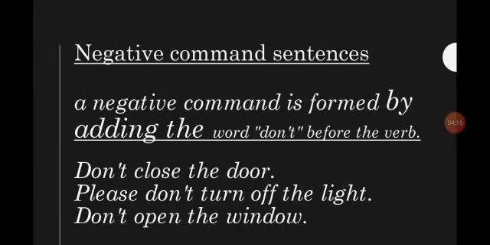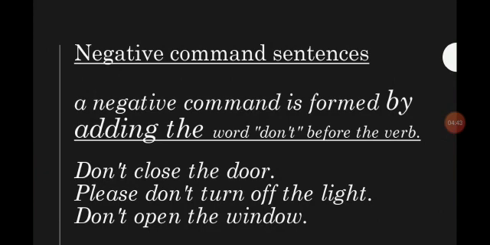Let's move to the negative command sentences. A negative command is formed by adding the word don't before the verb. All we do in a negative command is put don't before the verb. Like here, don't close the door. In a positive command, we only use close the door. But in a negative command, we put don't before the verb. So don't close the door.